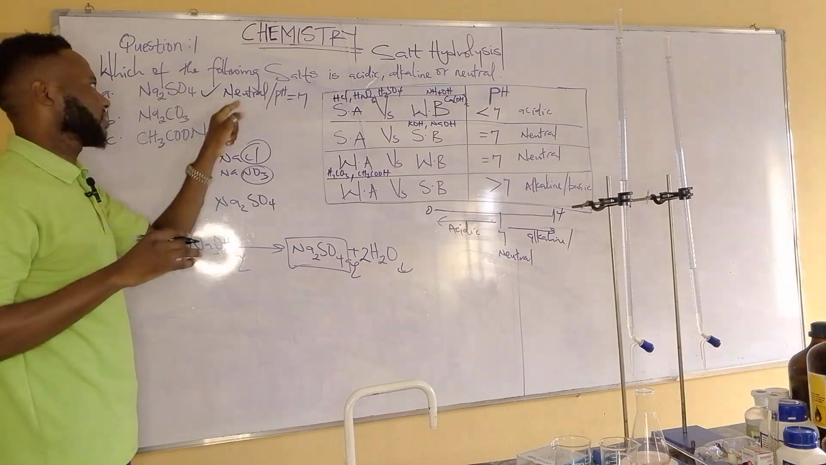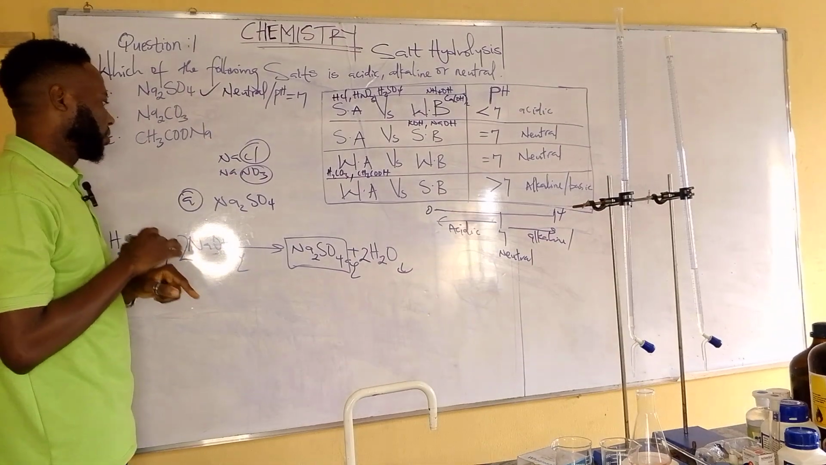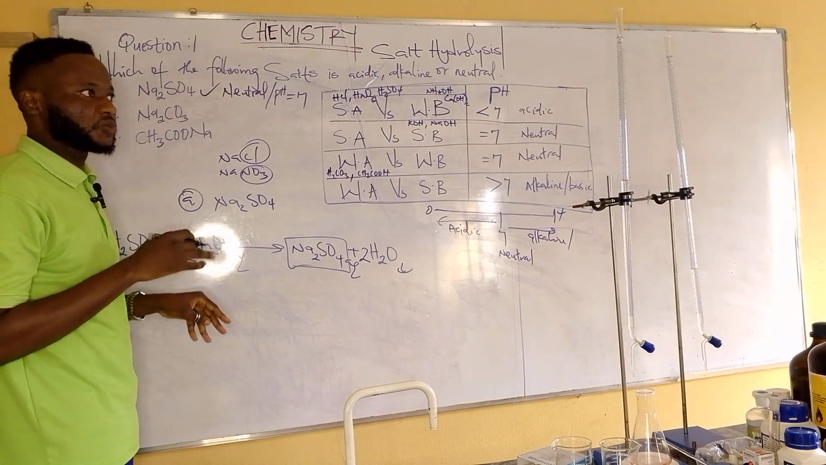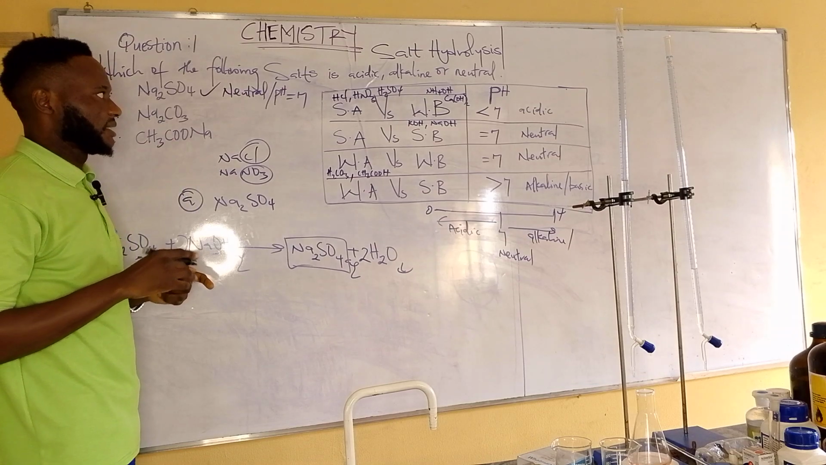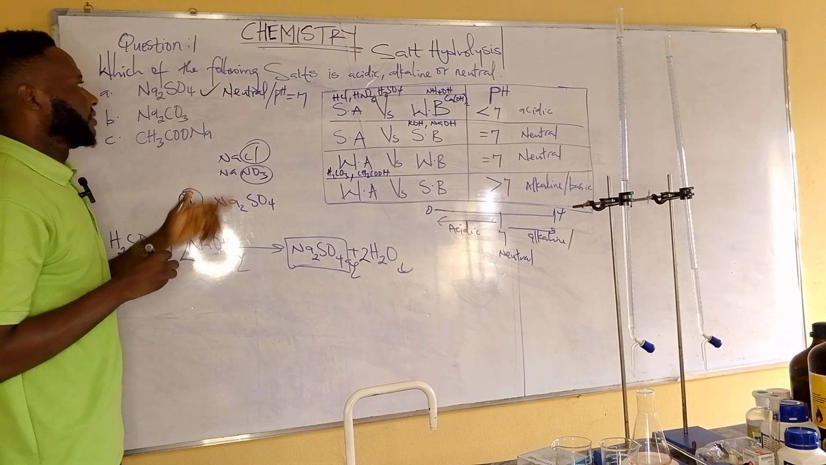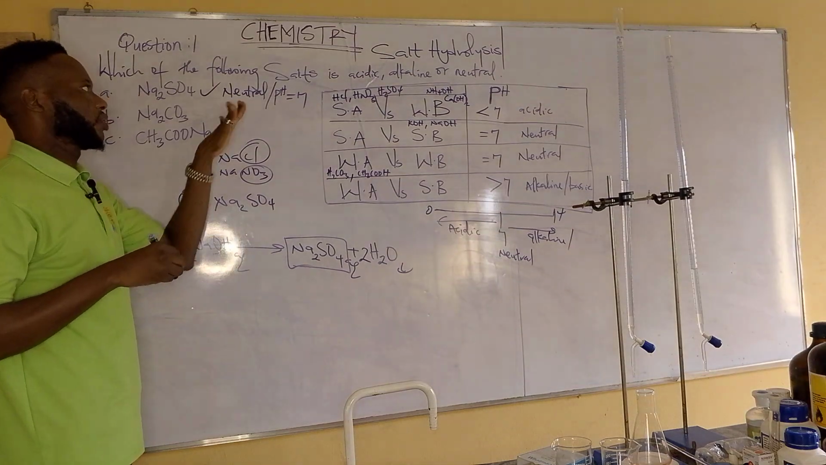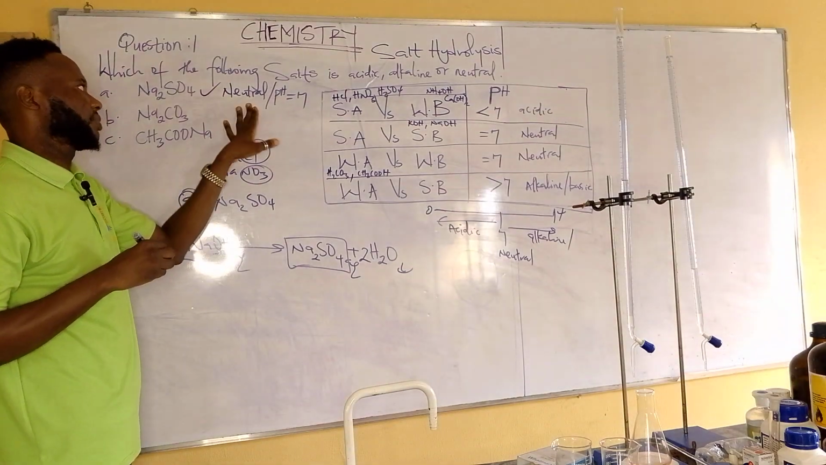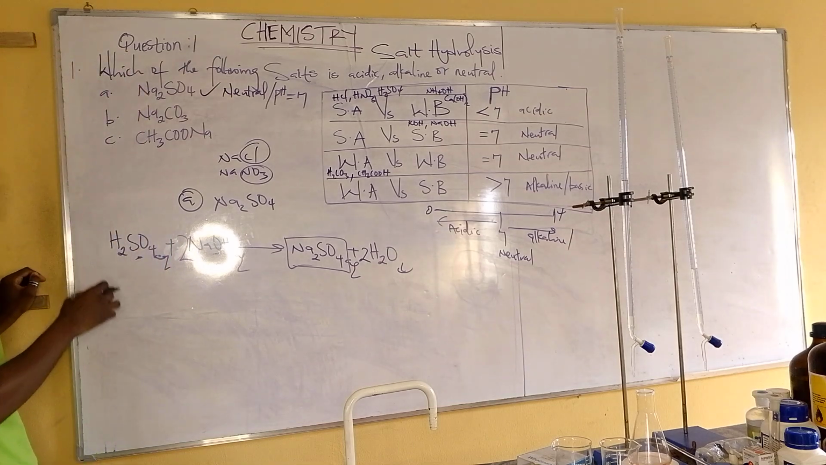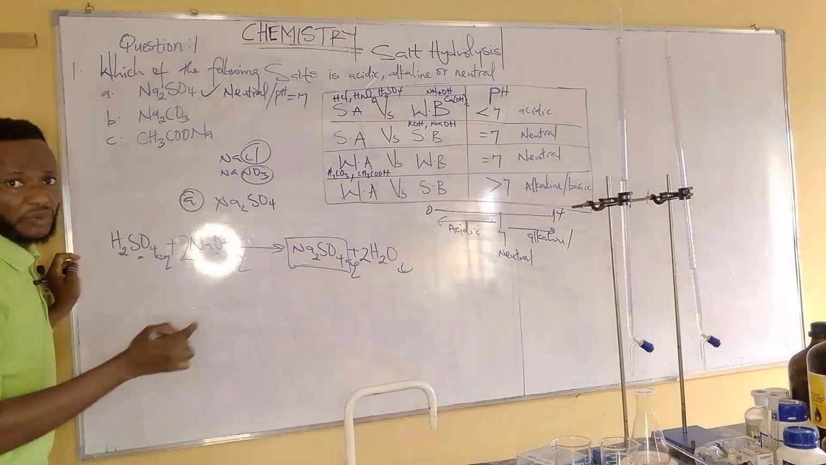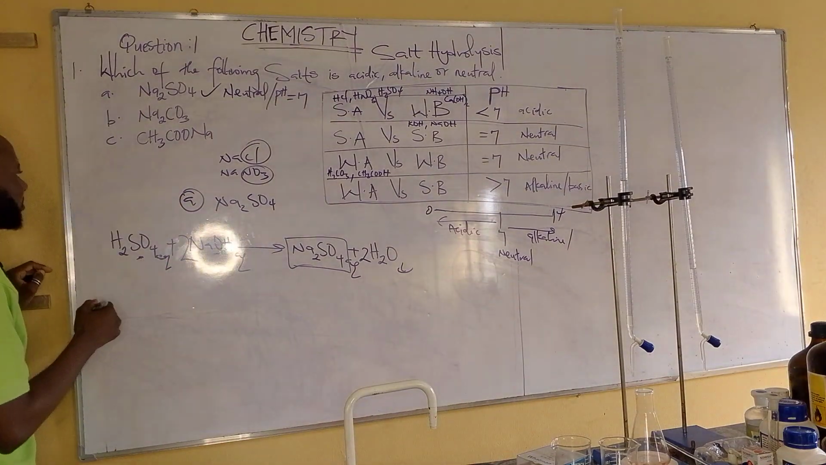So the answer to this first one is that the solution is going to be neutral to litmus paper according to salt hydrolysis. Is that clear? If you dip your litmus paper, it's going to be neutral. That's why I'm using neutral pH equal to 7. Then let's quickly look at the second one. You can pause the video and try the second one to see if you can get the correct answer.